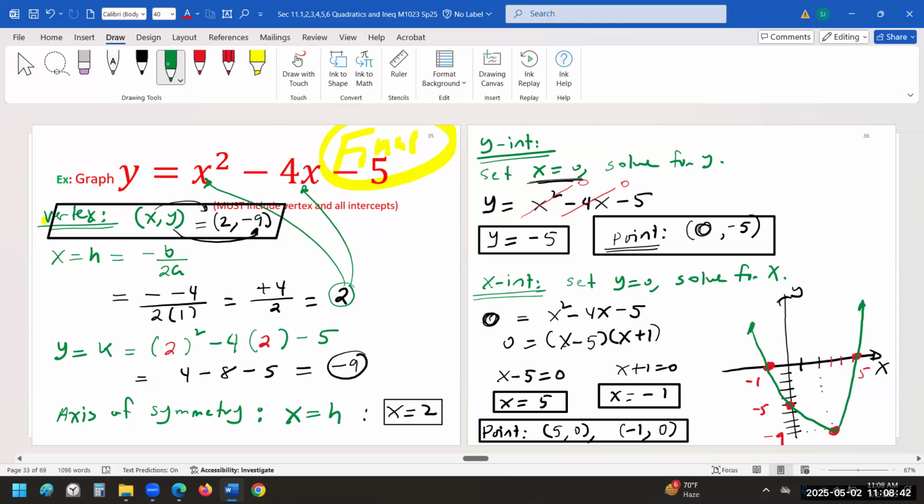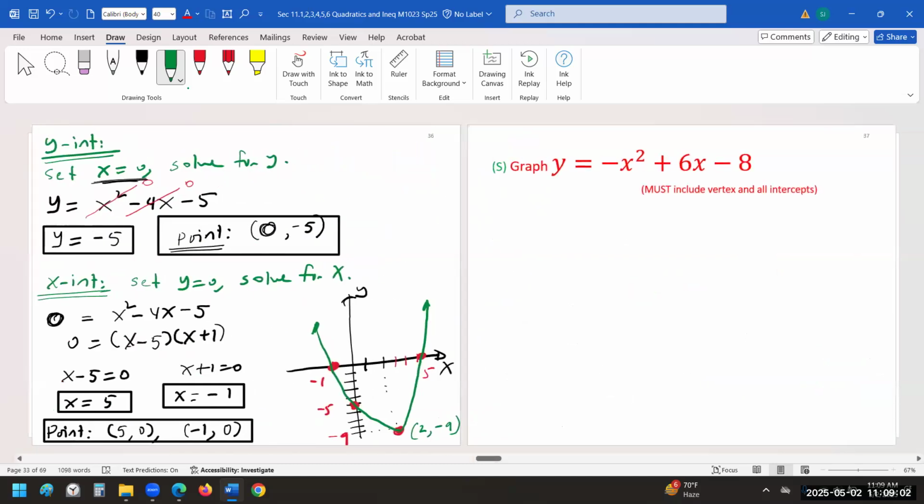The vertex is (2, -9). The x value is 2 and the y value is -9. No questions from anyone?